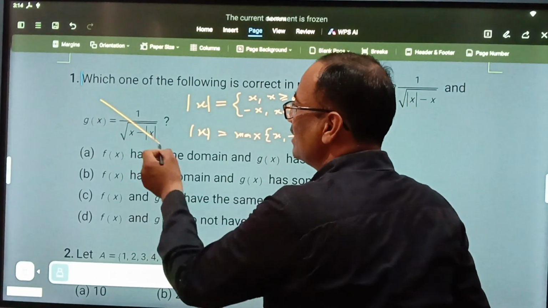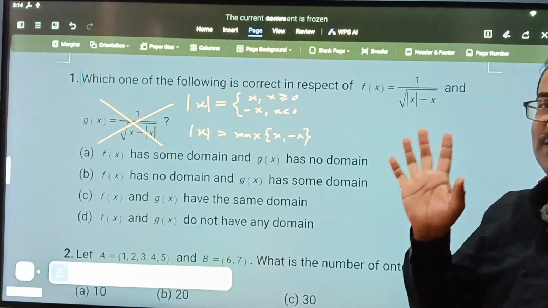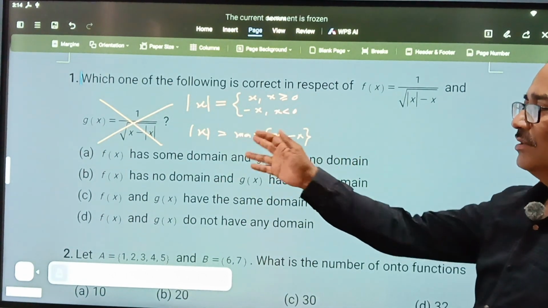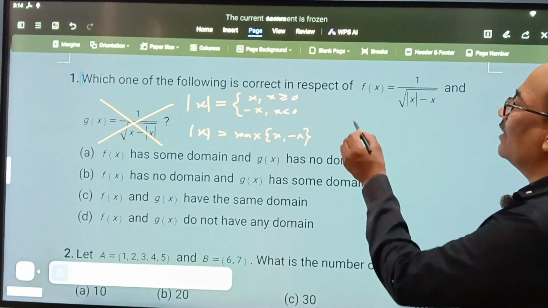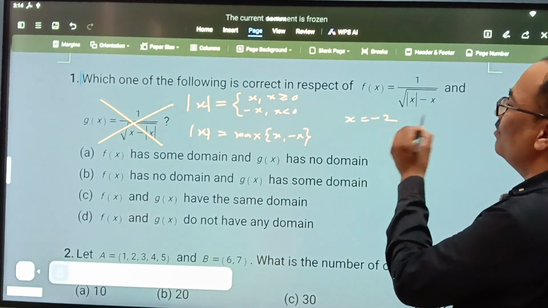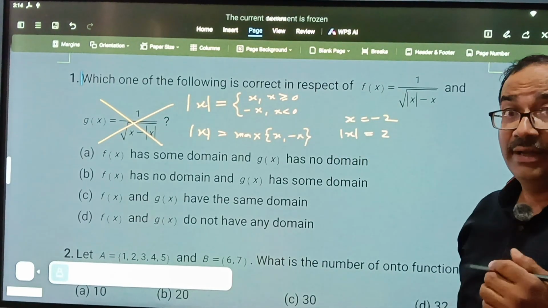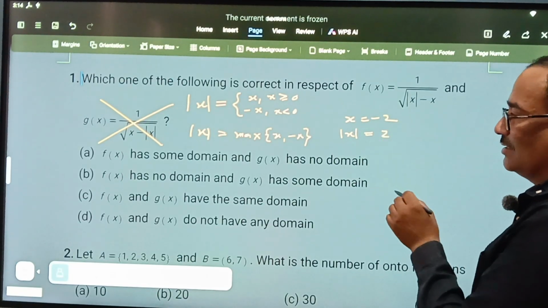So this function is not defined. But x plus mod x is greater than or equal to 0, because mod x is maximum of x and minus x. That is, if we take x as a negative number, then modulus is definitely greater than x. So mod x is greater than x itself.